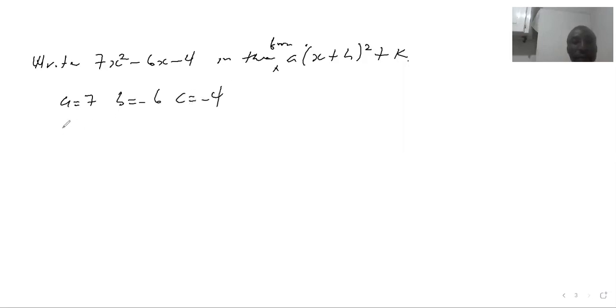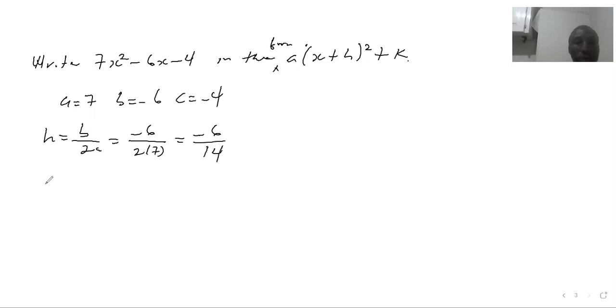All right. Now, so we go back. We want to find h. H is equal to b over 2a, right? So I work out that my b is -6 over 2 times 7. So this will give me -6 over 14.